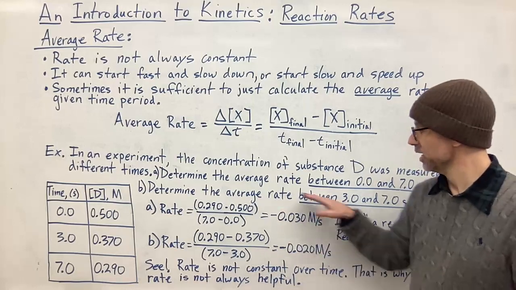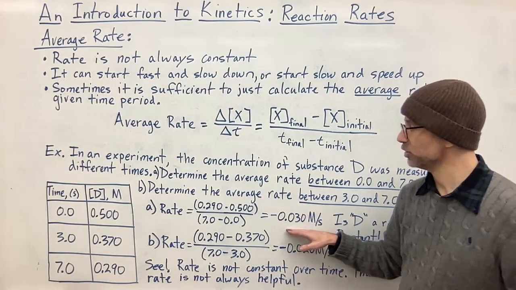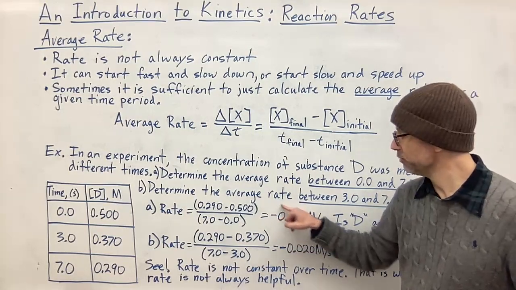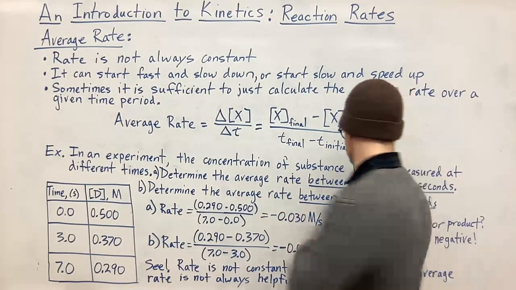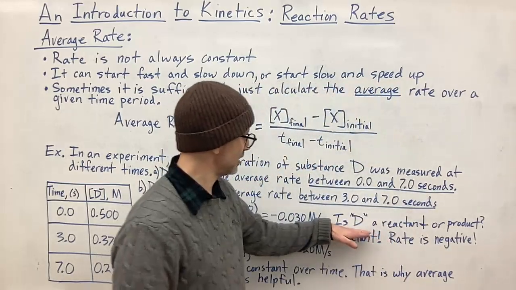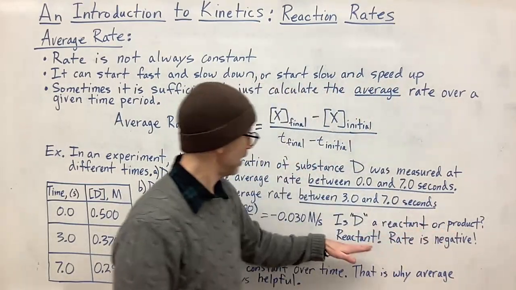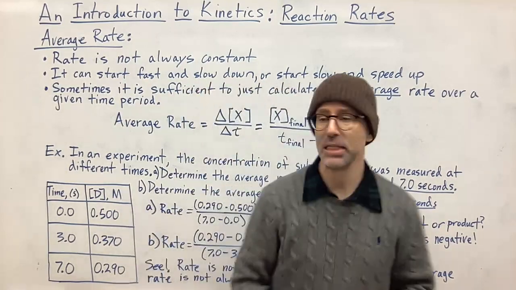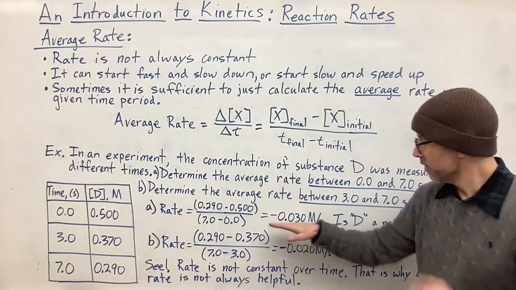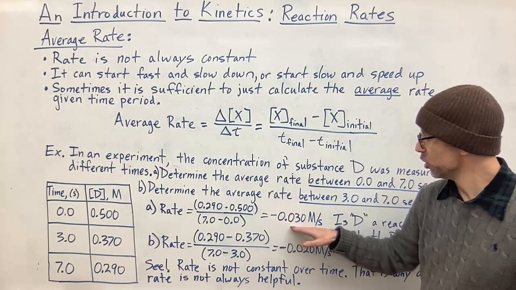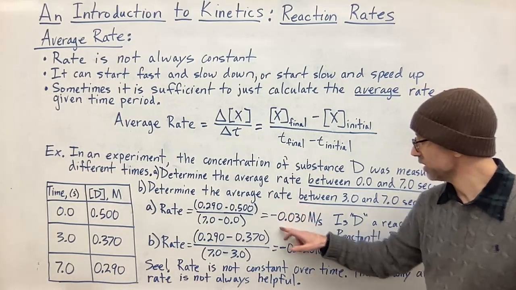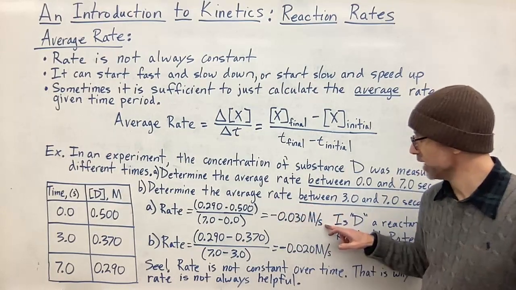So that is the rate of change for substance D. And you'll notice it's negative. So again, that indicates what? The question is, is D a reactant or product? We said it was a reactant because the rate is negative. It's decreasing. So we get negative 0.030 molar per second. So we're losing this amount of concentration per second.